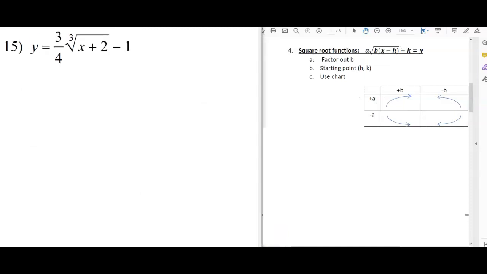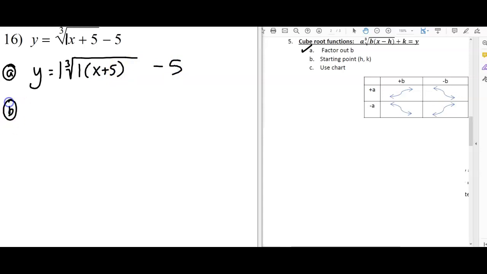Go ahead and move on to number 16. We talk about cube root functions now. So cube root functions are a lot like square root functions. We're going to start by factoring out the b. Now in this case, my b is a 1, and when that's the case, you really don't need to factor out the b, but we could rewrite this a little bit so we could see all the pieces. There's no a, so that means it's 1. The b is 1. My h is -5, and my k is also -5.